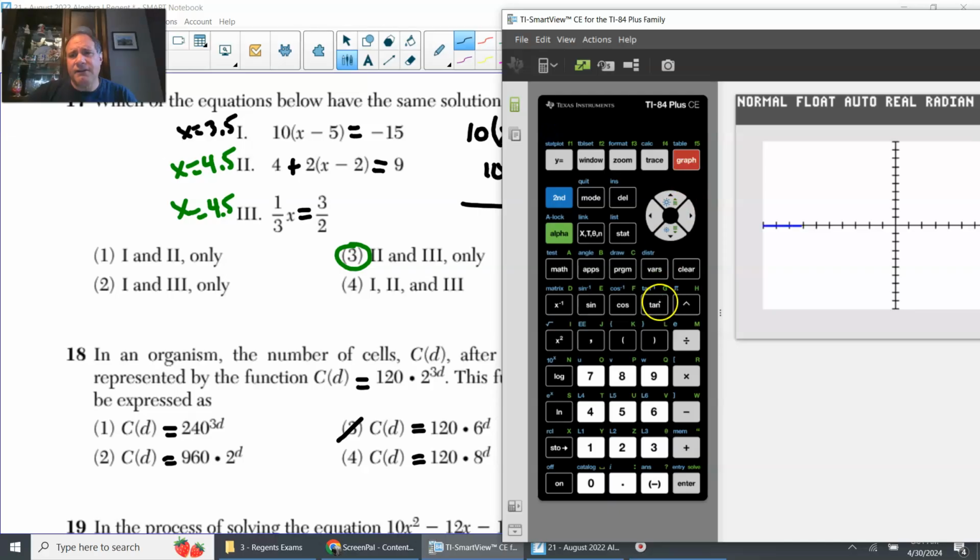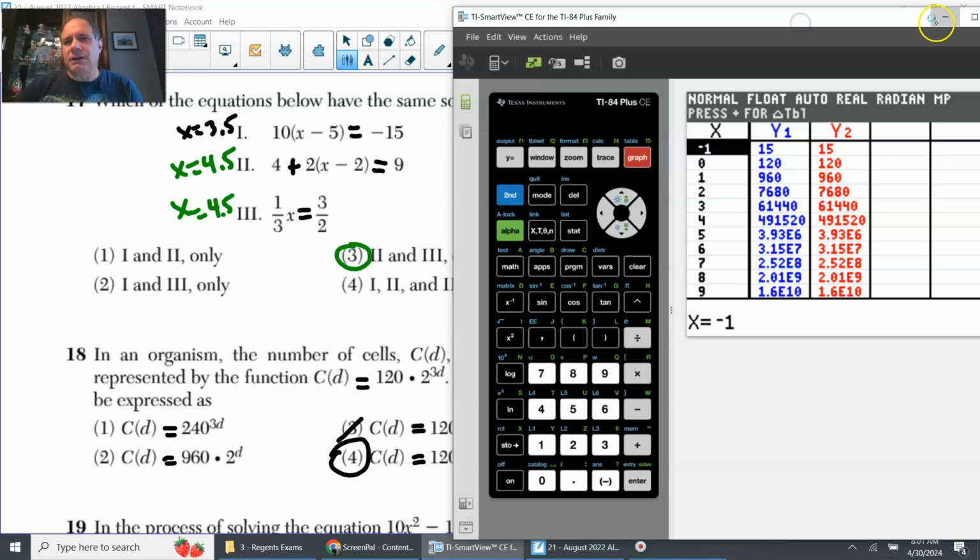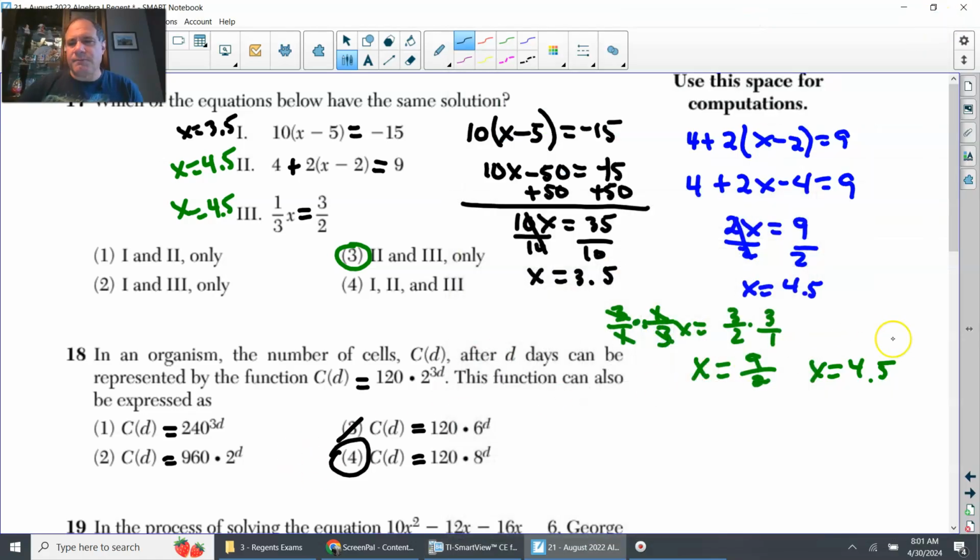I have my graph here. That's the first graph. And that's the second graph. It looks the same. Let me just check the table. Yes, look, all the values are the same. I went to 4, and 4 is my answer. I just kind of felt like 960 and then 240, 3D. That's not the same. That's not how it works. So 4 is my answer.